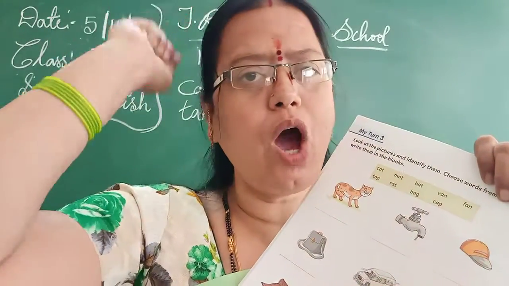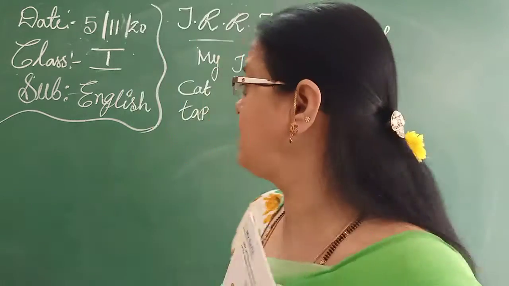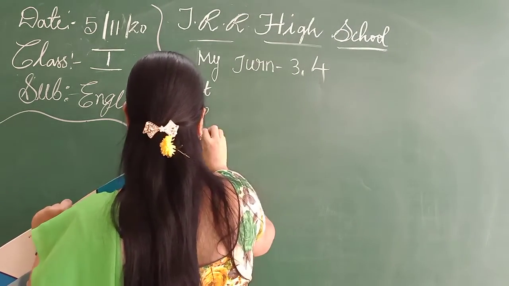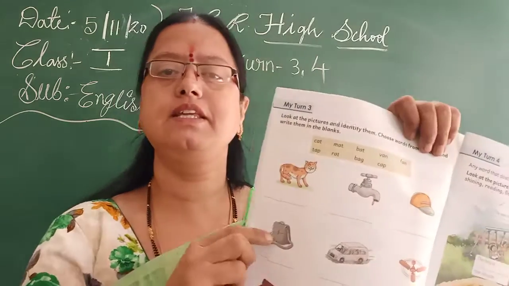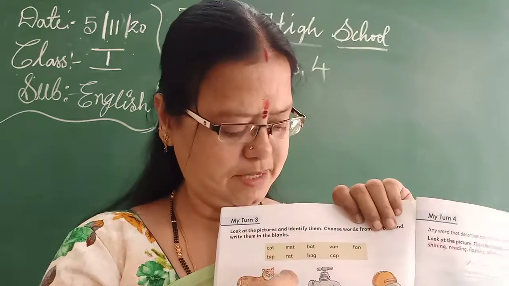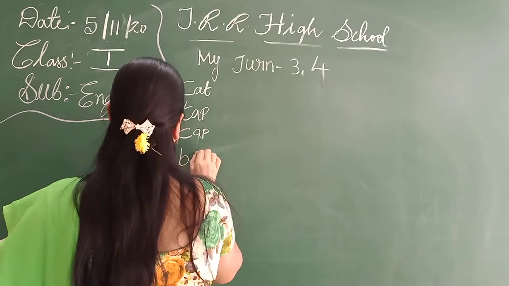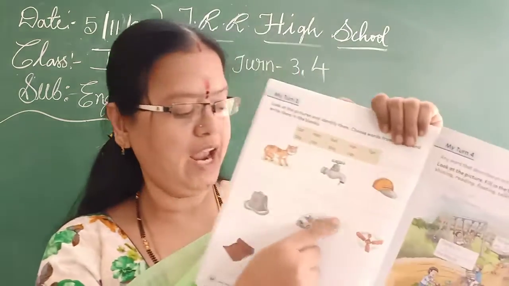Now, see this picture. Is this a hat or a cap? Yes, this is a cap. C-A-P, cap. Okay. See this picture. What is this? This is a bag. B-A-G, bag. Read and write. B-A-G, bag.